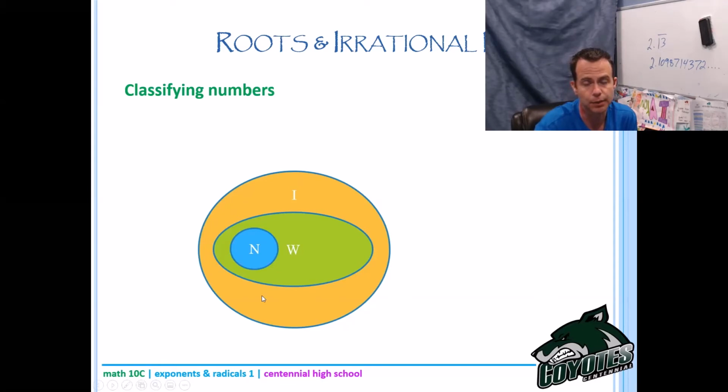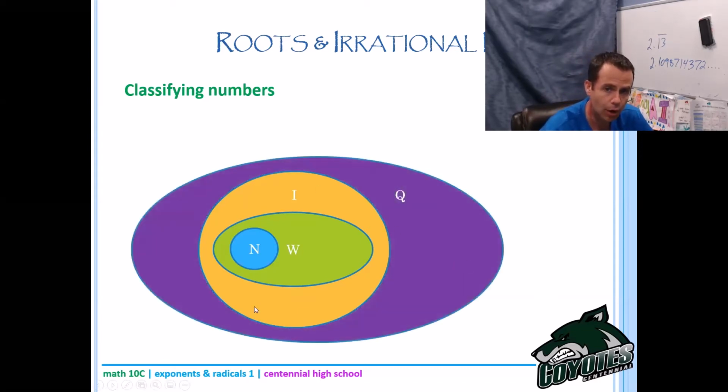So this big one could be Calgary, but not everybody that lives in Calgary goes to Centennial High School, okay? So that's kind of how this all works. After the integers, we have the rationals. Okay, so all integers are rationals, but not all rationals are integers.